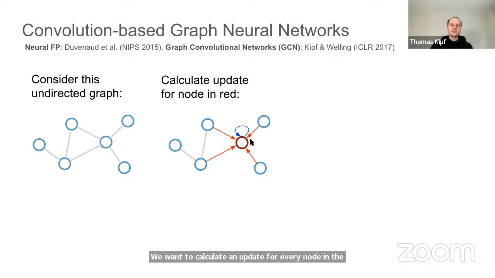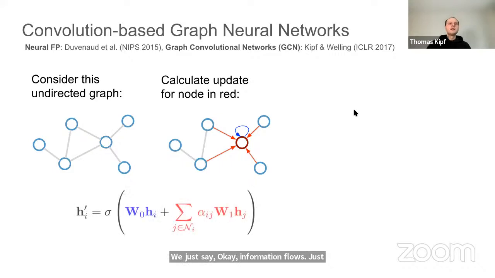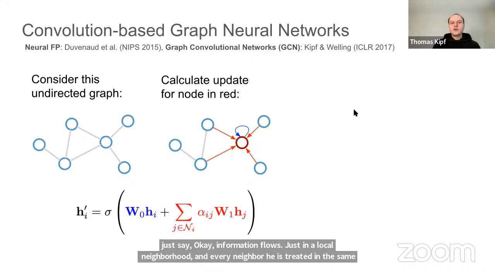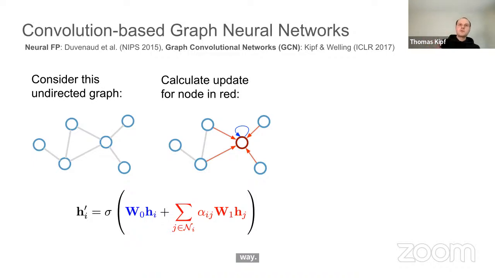And let's say we want to do this now for this node in red. This node in red here gets messages from all the neighbors from each of those directions. And it also has a self-connection here in blue. And so basically information flows from the neighbors and also from itself to the next layer. This is the simplest way of saying we want message passing from the neighbors. We just say, okay, information flows just in the local neighborhood, and every neighbor here is treated in the same way.